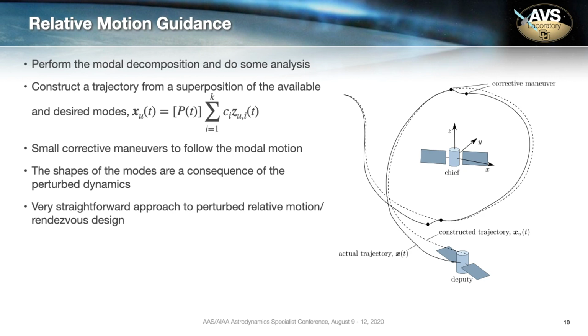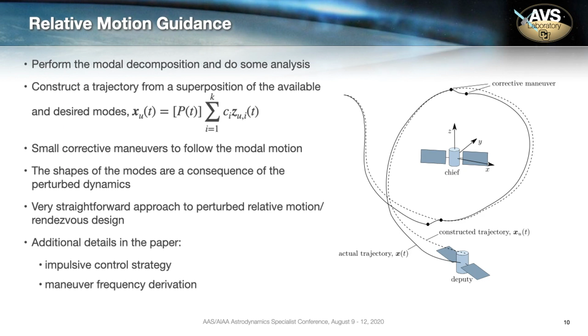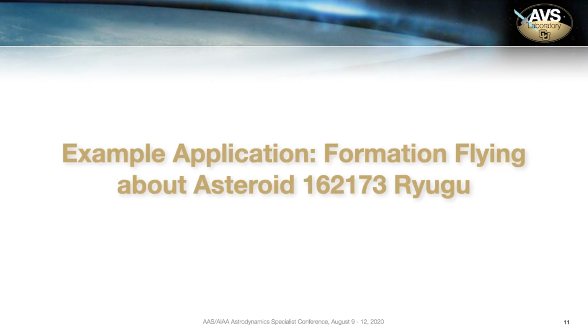And this yields a straightforward approach to relative motion or rendezvous design that is quite generalized, requiring only that spacecraft orbits are quasi-periodic or slowly varying, and perhaps a bit of luck that your analysis will yield a sufficient number of useful natural motions from which you can construct a desired trajectory. There are some additional details in the paper that I won't have time to discuss here, including thoughts on an impulsive control strategy and an example derivation of the time scale between these corrective maneuvers. So at this point, we're ready to move on to a high-fidelity example to test the arguments in this paper.